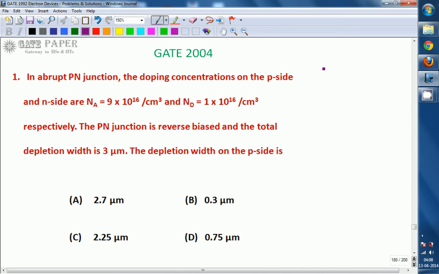The depletion width on the p side is? So if the total depletion width is 3 micrometers, what will be the depletion width on the p side?